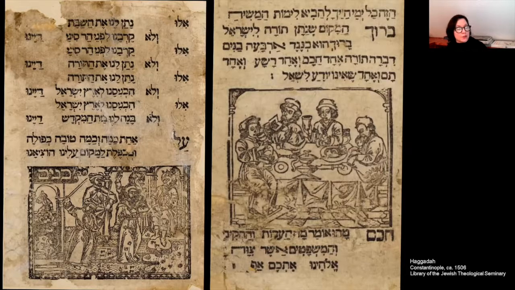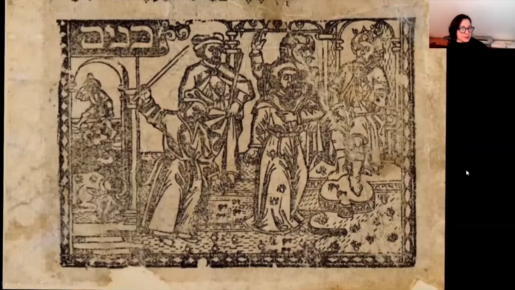The woodcut image at right shows four men at a Seder, and you can see this figure is holding his own Haggadah. At left, you have the plague of lice, kinim, which is integrated into the text, so that the owner of the book would be looking at the plague image as he or she was reading the Haggadah at the Seder. Here you can see Pharaoh is at right in a turban.